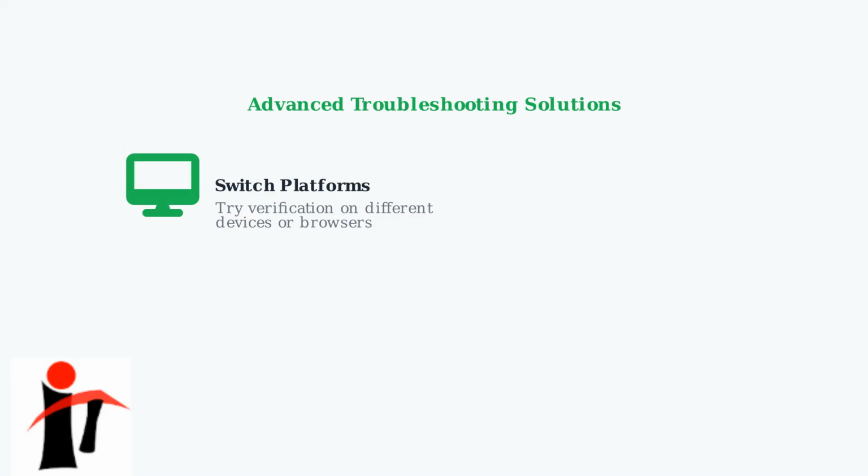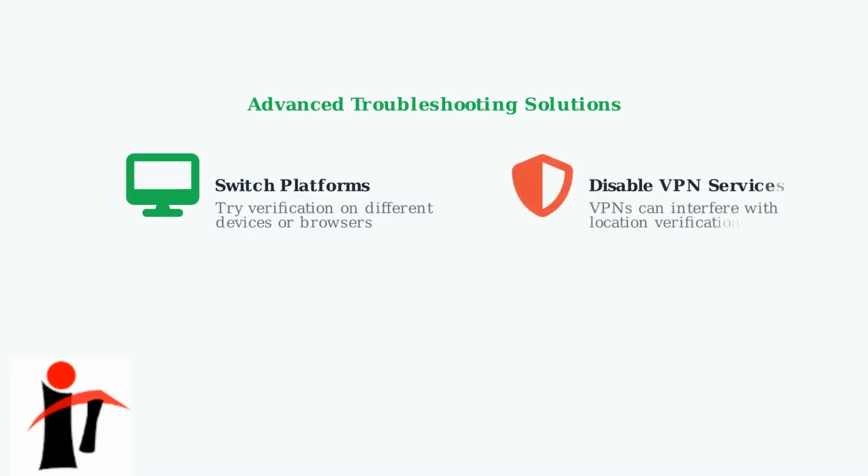Try accessing Spotify verification through a different device, such as switching from mobile to desktop or using a different web browser entirely. Virtual private networks can interfere with Spotify's location-based verification systems. Temporarily disable any VPN services during the verification process to ensure your actual location matches your account settings.